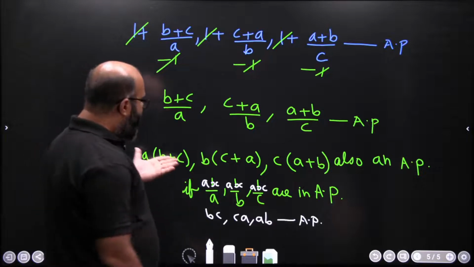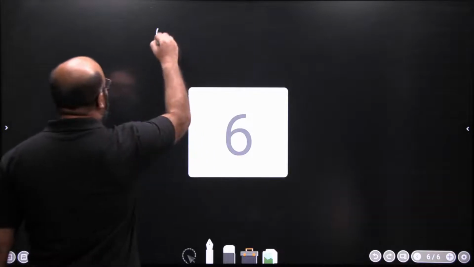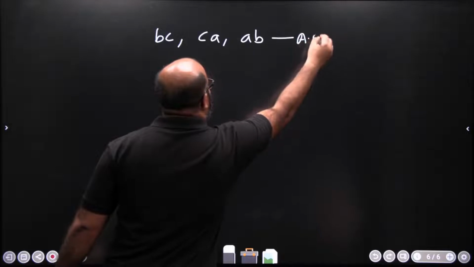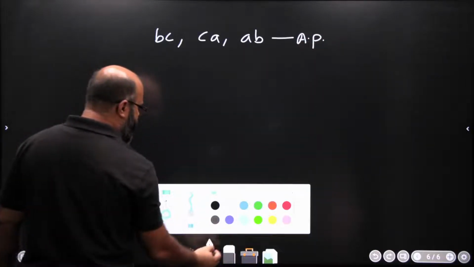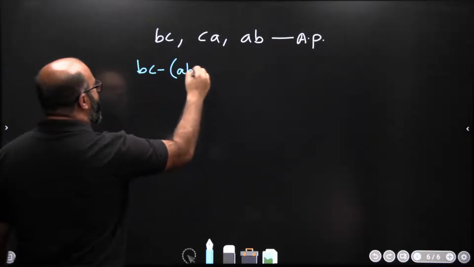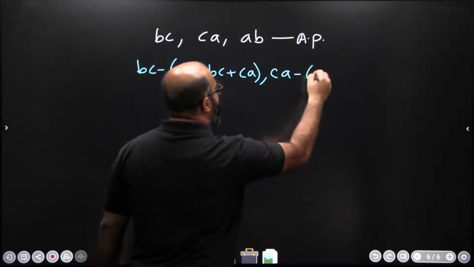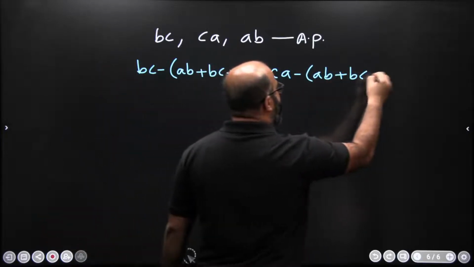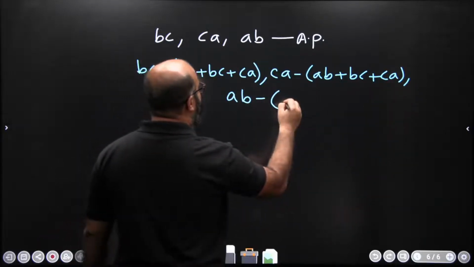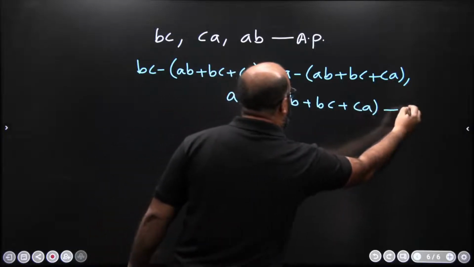Now how do we get this sequence from here? Just think about it. So we have BC, CA, AB which are in AP. Now what I am doing is, I am subtracting something. What is that something? AB plus BC plus CA. Here I am subtracting AB plus BC plus CA. The same constant I am subtracting. I am not changing the constant. I am subtracting the same constant from all the terms. So this is how what we are getting is an AP.